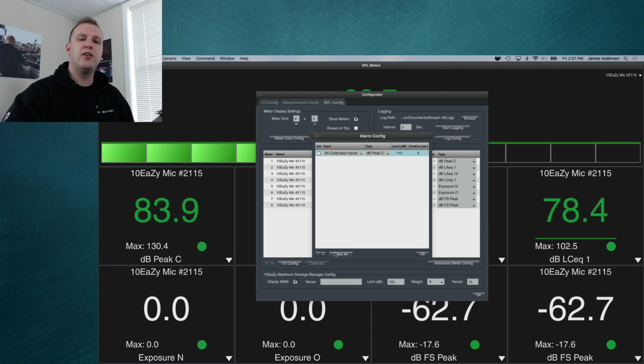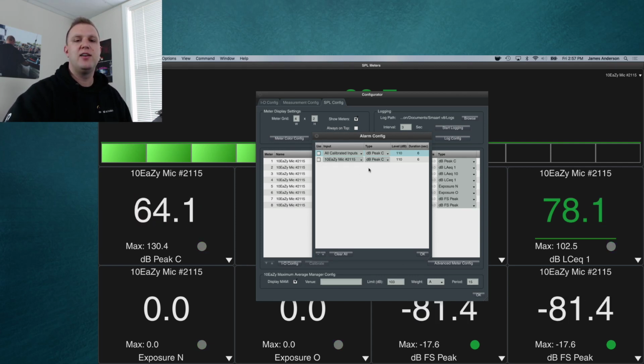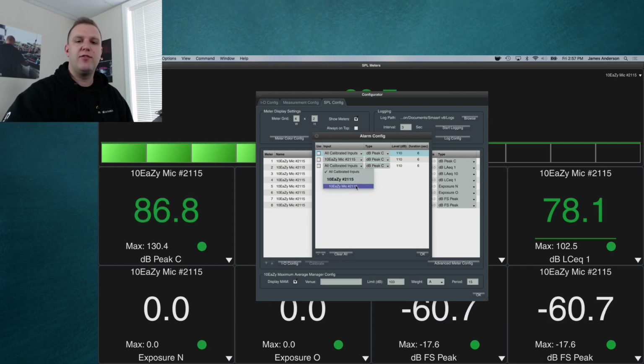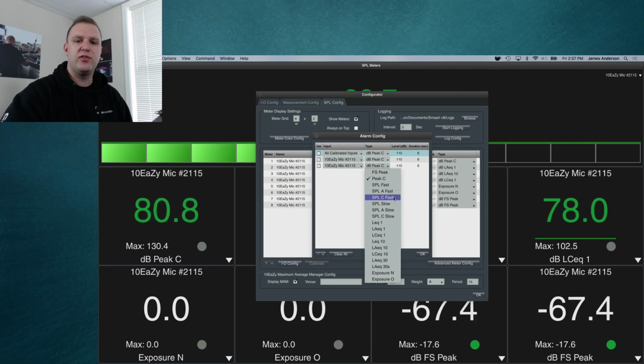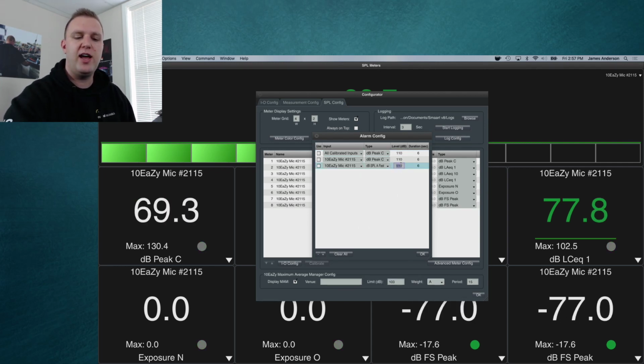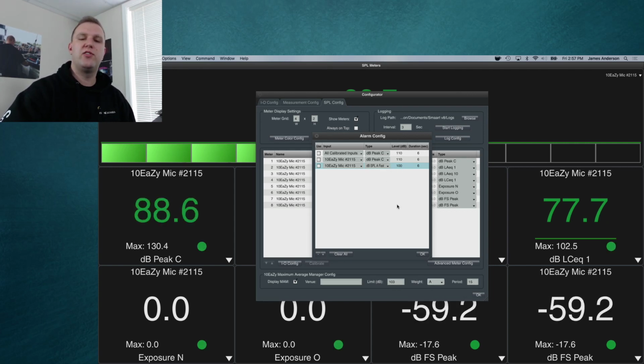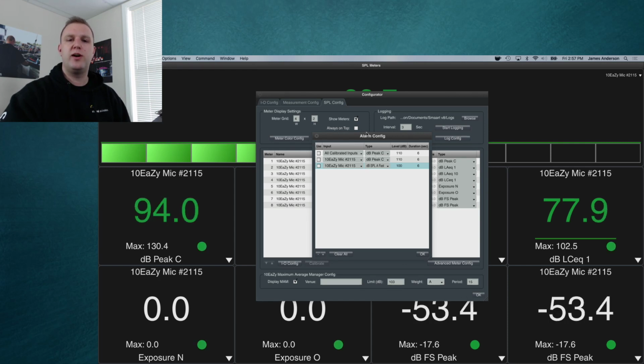So you can also have an alarm on a per input basis, and you can also have different alarms for the same input. So say I want an alarm for C at 110, but I want another alarm for A at 100, right? So it's just telling Smaart where to trigger an alarm.